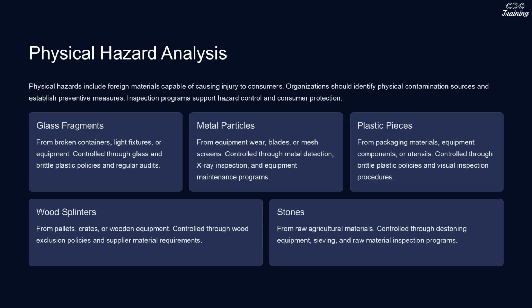Physical hazards include foreign materials capable of causing injury to consumers. Organizations should identify physical contamination sources and establish preventive measures. Inspection programs support hazard control and consumer protection. Glass fragments from broken containers, light fixtures or equipment. Metal particles from equipment wear, blades, or mesh screens. Plastic pieces from packaging materials, equipment, or utensils. Wood splinters from pallets or wooden equipment. Stones from raw agricultural materials. Each requires specific controls and inspection programs.